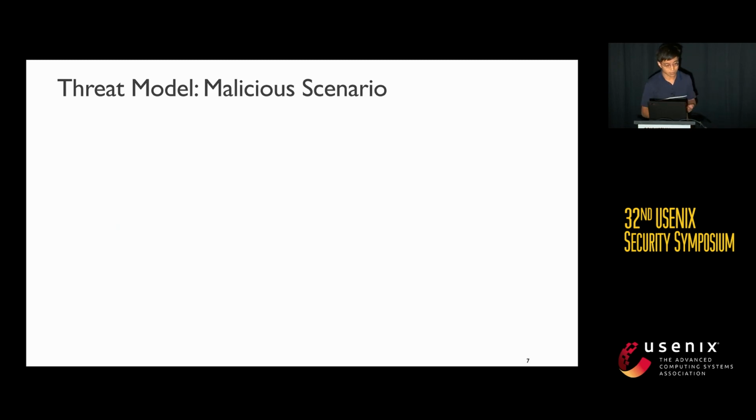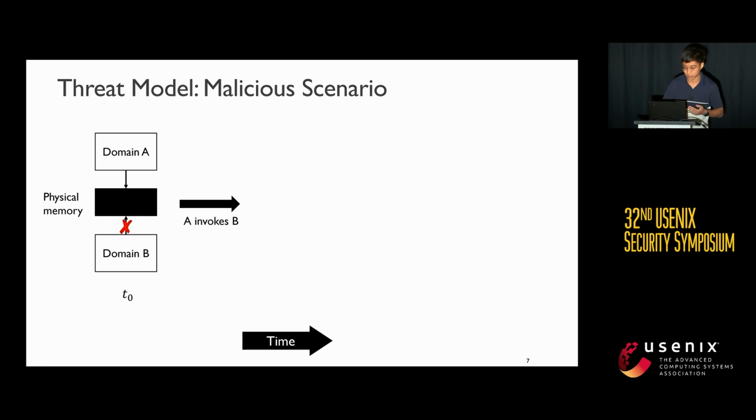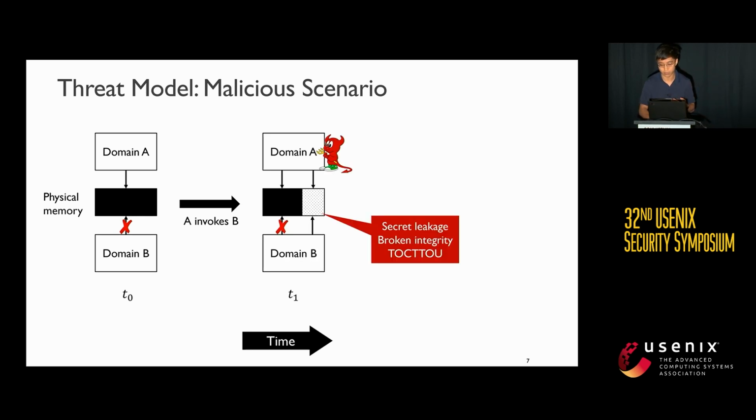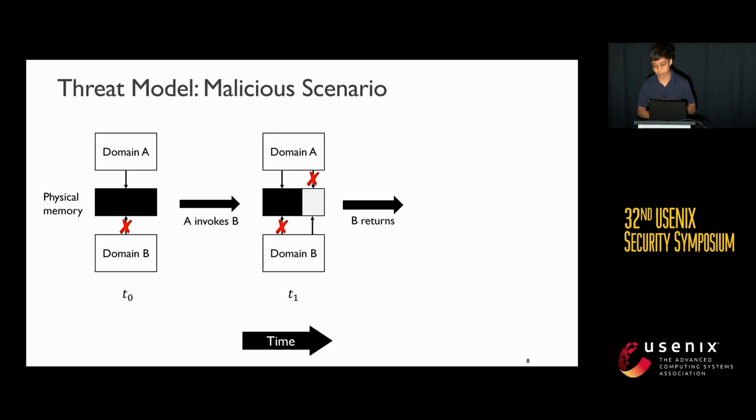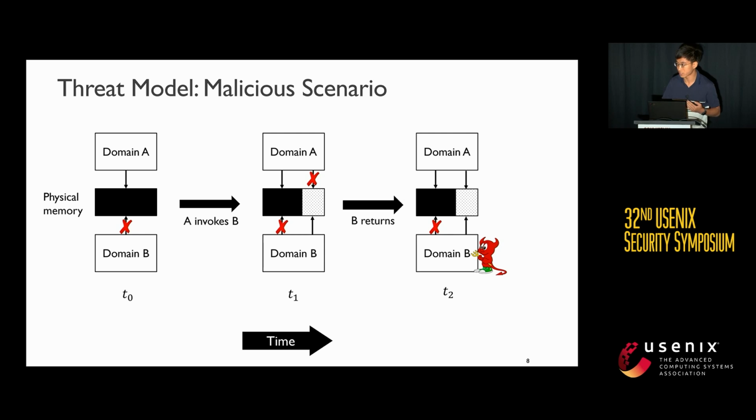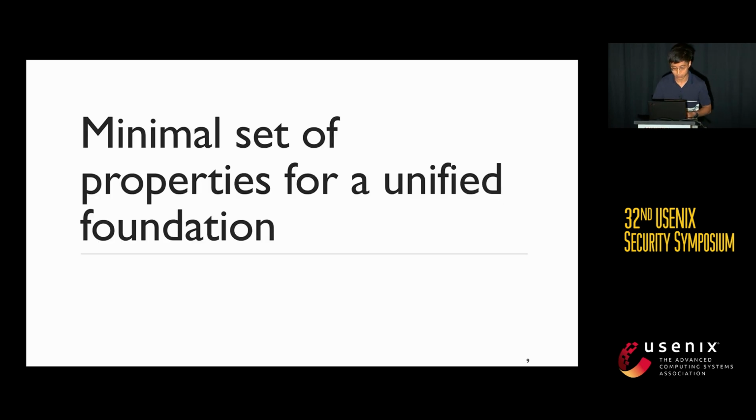There are a few ways things can go wrong. In the first scenario, after A invokes B, if A becomes malicious, it can just keep accessing B's memory. This can lead to secret leakage, broken integrity, or attacks such as time of check to time of use. The other scenario is after B returns, if B is malicious, it can also just refuse to relinquish its access, leading to denial of service. So that's both the goal and threat model setup.